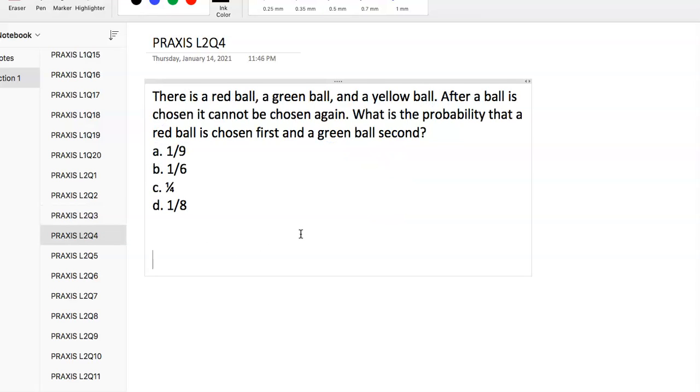And here we jump to probability. Okay, red ball, green ball, yellow ball. So 3 balls. After a ball is chosen, it cannot be chosen again. What is the probability that a red ball is chosen first and a green ball second?